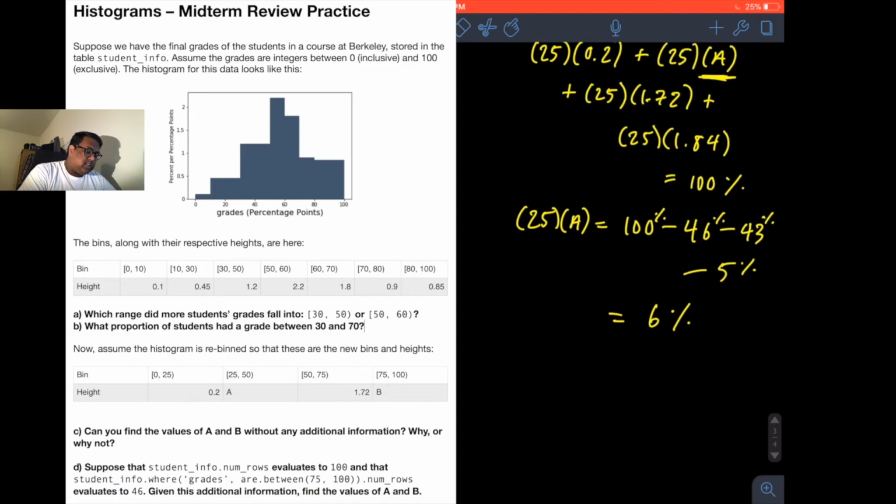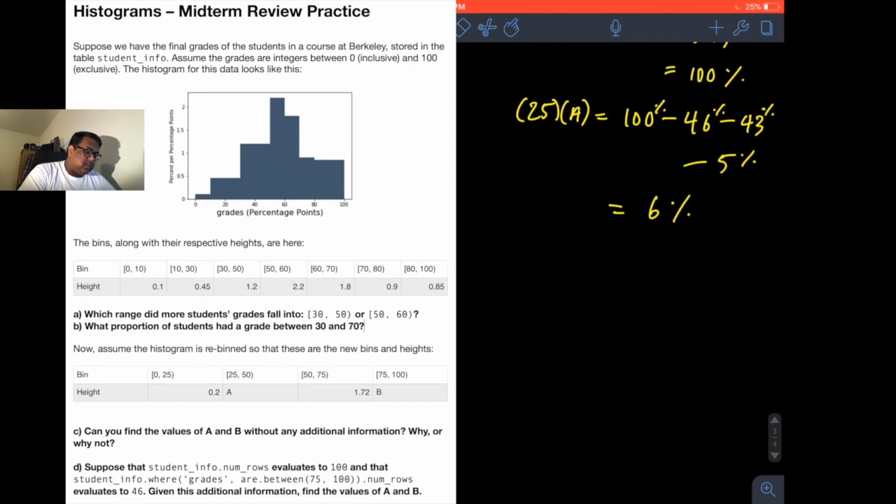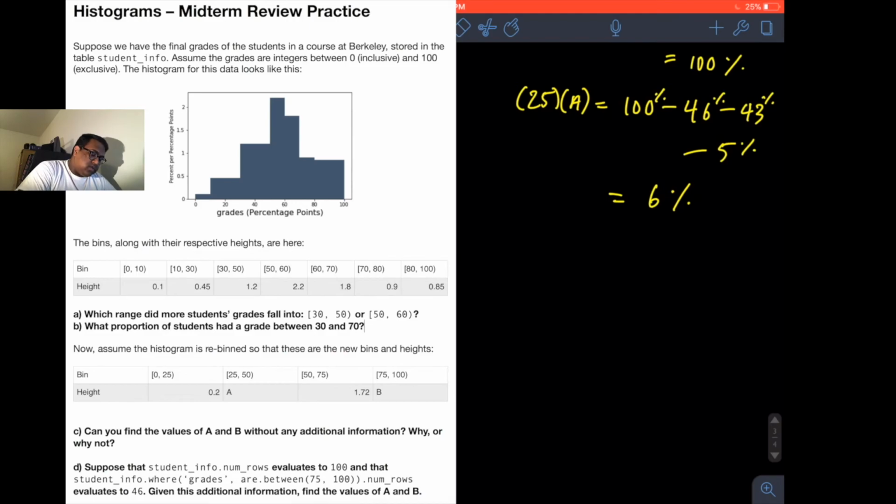Now we need to find the height, which will be A equal to 6% divided by 25 percentage points, which is 6 divided by 25, which is 0.24% per percentage point. And so that's the value of A.